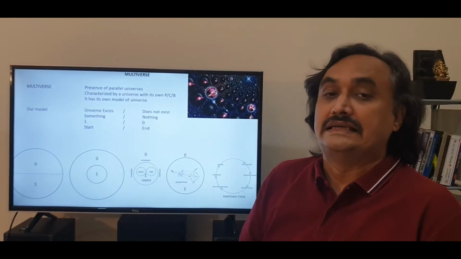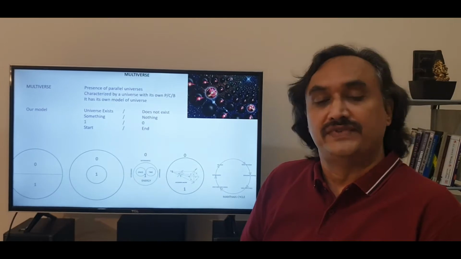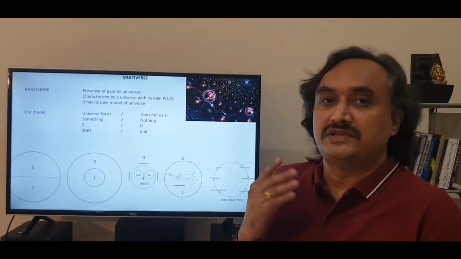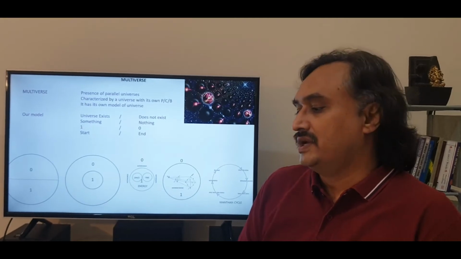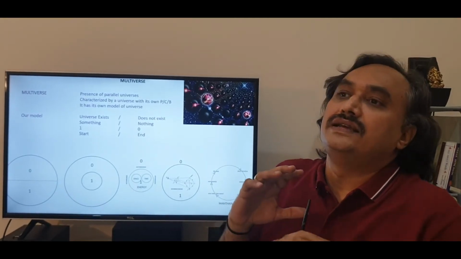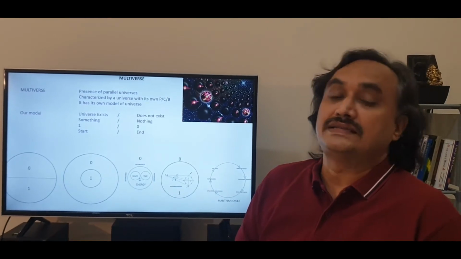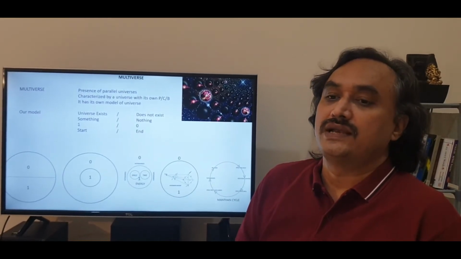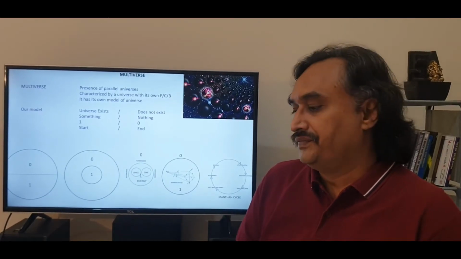What is said is that they are characterized by their own physical laws. It is not just physics. They have their own chemistry, they have their own biology, makeup, constitution. So in a sense, each universe has a model of its own. So to understand multiverse, we need to understand the kind of model of universe that we are living in.